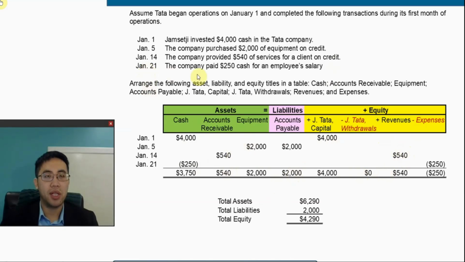The fourth transaction here is the company paid $250 cash for employee salary. So this time cash is used. There's a deduction of $250 from the cash of the company, and on the equity side, there's an expense of $250. So both contribute to the deduction of the balance sheet. So eventually, if you combine the total assets, it's $3,750 cash plus $540 account receivable plus $2,000 equipment. All right, so the total is $6,290.